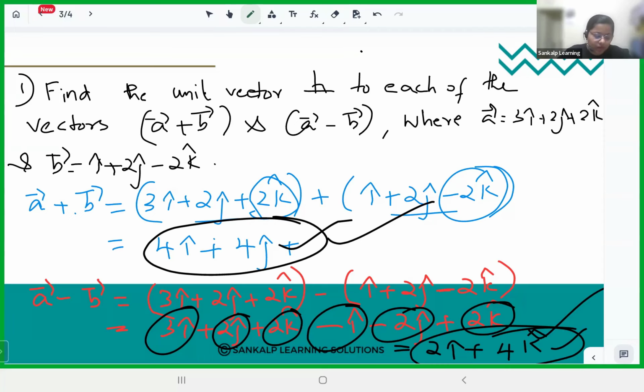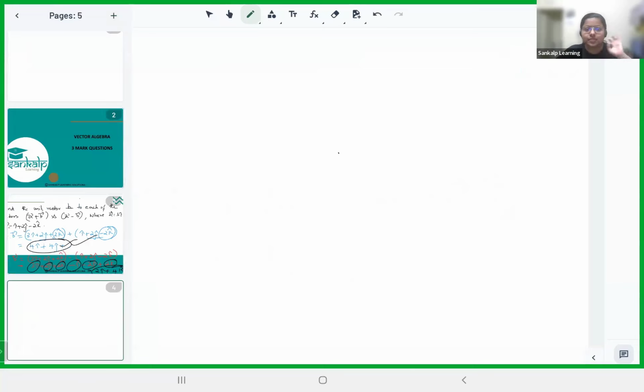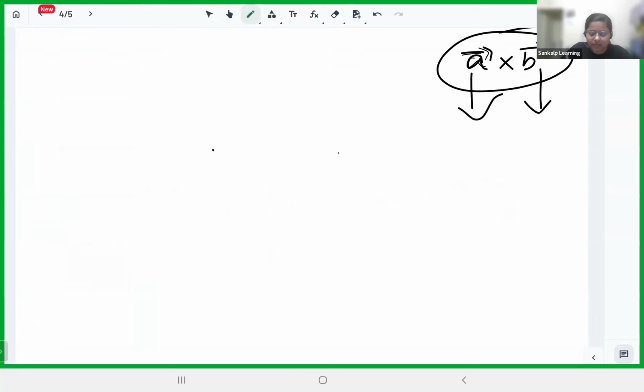So first we can find out a vector which is perpendicular to these vectors. How will you find out a vector which is perpendicular to two vectors a and b? It is nothing but vector a cross vector b. Vector a cross vector b will give you the vector which is perpendicular to both a and b.